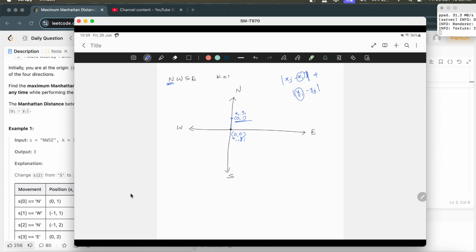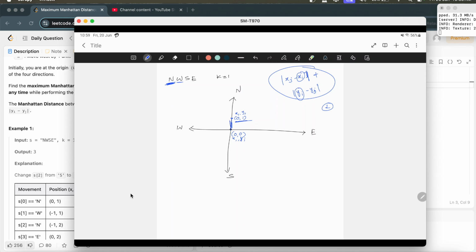Okay, so we can simply consider that whatever values we got, the sum of their absolute values is going to be the answer, because we have to get the distance from the origin. Currently we are at 1 0 when we explore the first character, so the distance is basically 1. So the best answer we got so far is 1. Now the next character is west, so we are moving in the west direction.